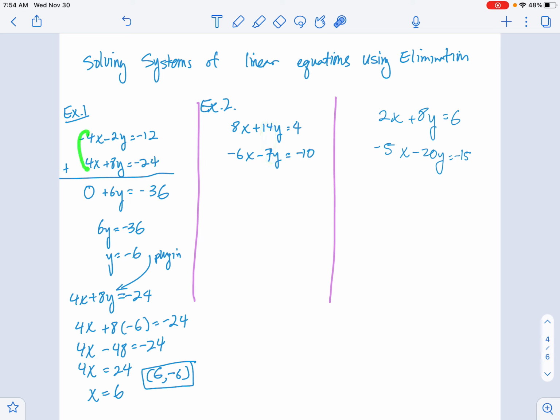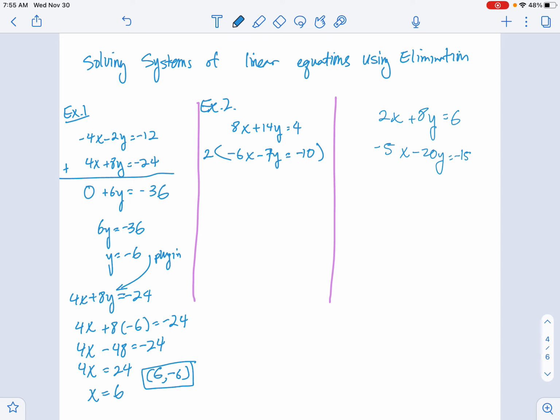Okay, just like here, the 4 and the 4 matched up, and I was able to eliminate that. So that's what we want to replicate. Now, which one is actually easier to match? Is it the x values that are easier to match, or the y values? It's going to be the y values because I want to multiply to match it up. I don't want to add numbers to match it up. So if I look at 14 and 7, I can multiply 7 by 2 to get to 14. So I'm going to do that. I'm actually going to multiply the entire equation by 2.